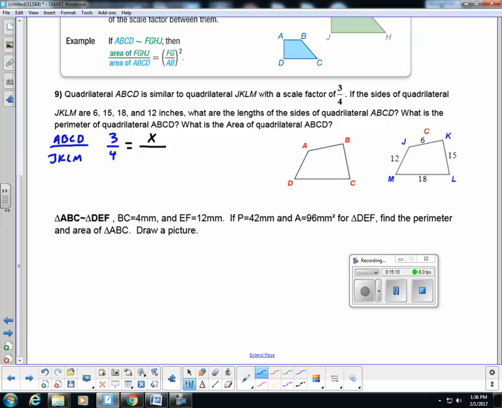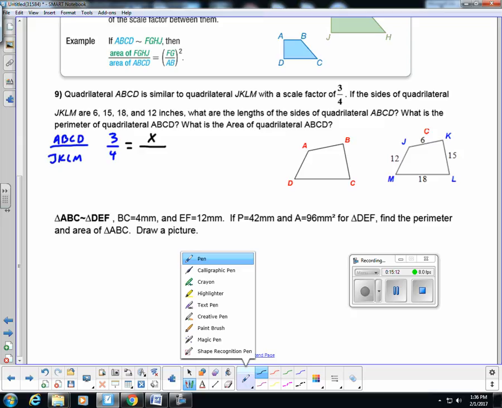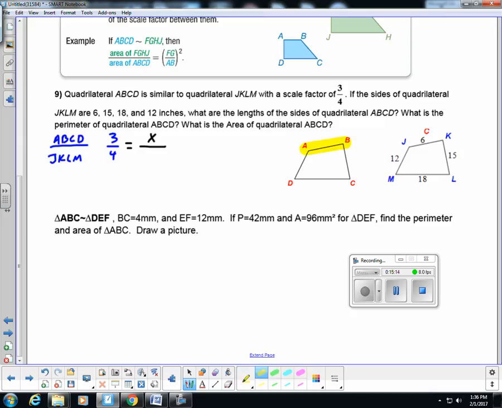All right, and now let's say, first of all, we want to find the length of AB. Well, which side corresponds to the length of AB? Side JK. So we put a 6 there. And we would cross multiply, right? And we would have 18 equals 4x. So x is equal to 4.5. So that would be the length of AB.